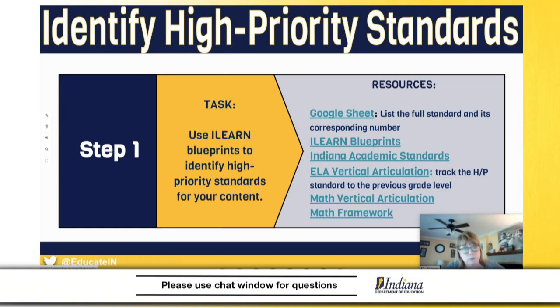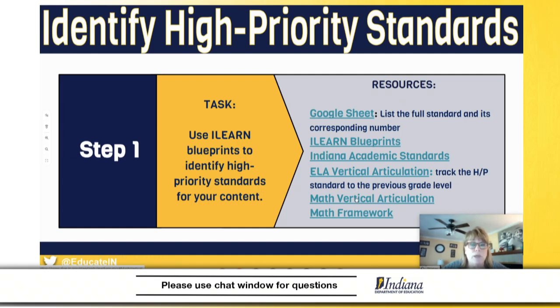So what you will do for kindergarten through 2nd grade is identify all of the 3rd grade high priority standards for ELA and math. You would do that just by clicking on the iLearn blueprints and going to the 3rd grade document. Once you've identified what's high, medium, and low priority for 3rd grade, then we suggest that you pull up the vertical articulation guides that we've linked here, ELA and math.